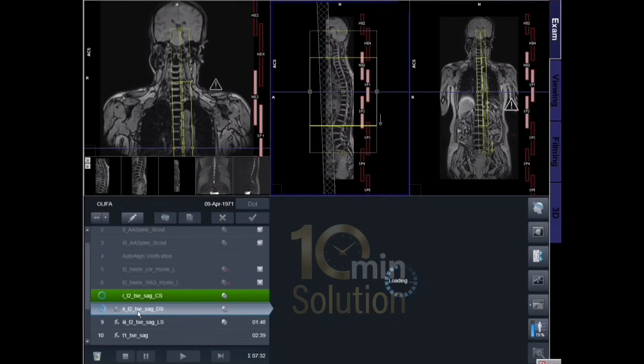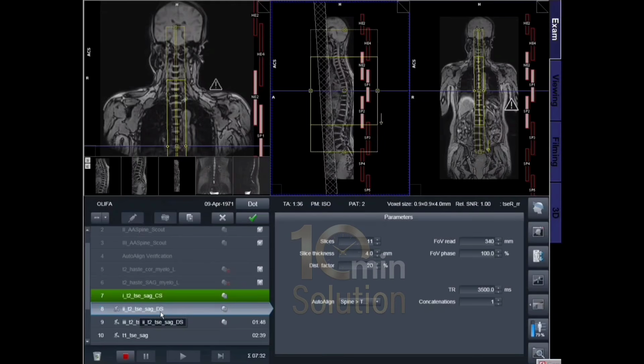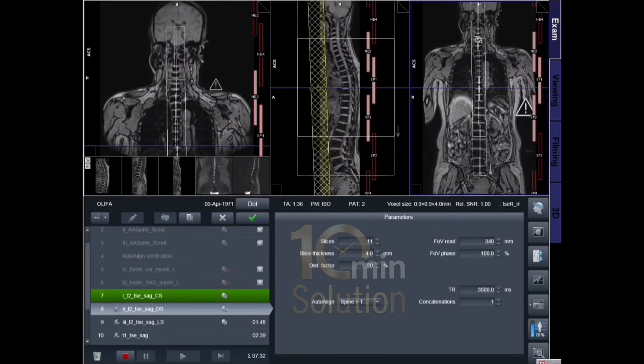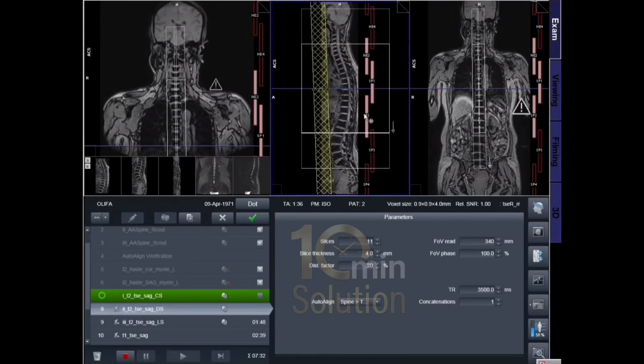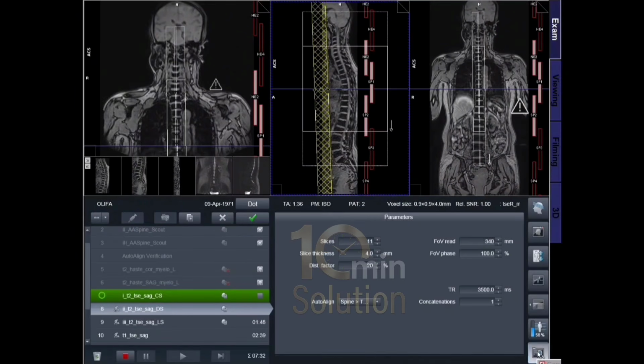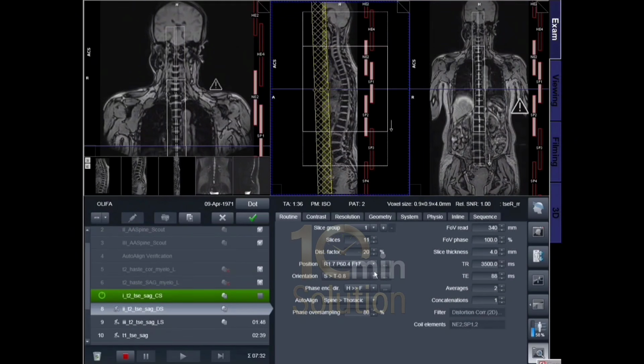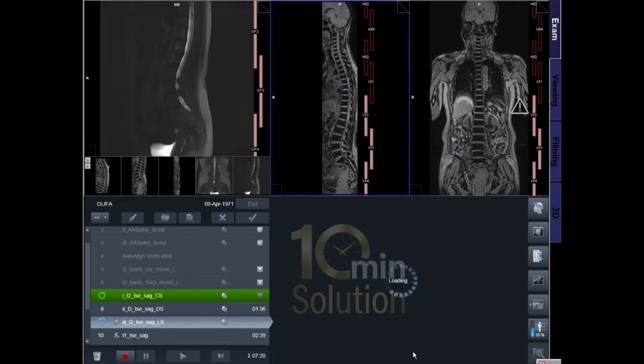Now apply. Now the next T2 TSE sagittal DS. DS means dorsal spine, also called thoracic spine. Look here. Now I nicely set up the planning. Everything is now fine, and the parameters are showing here. Yeah, now apply.